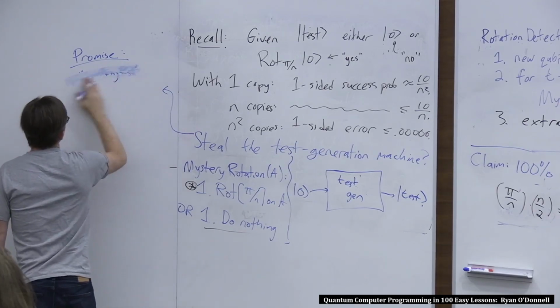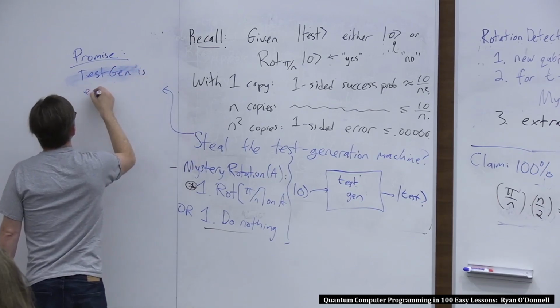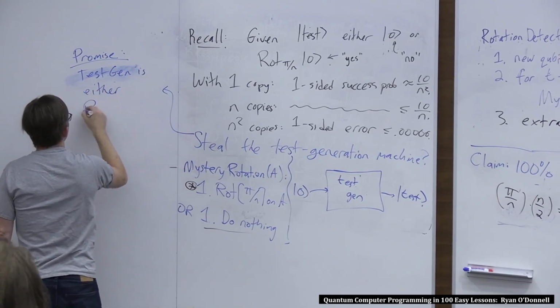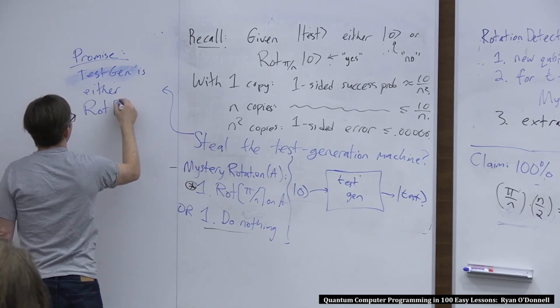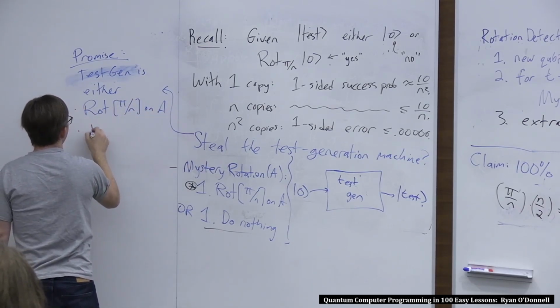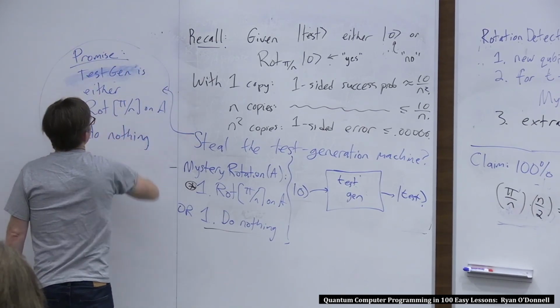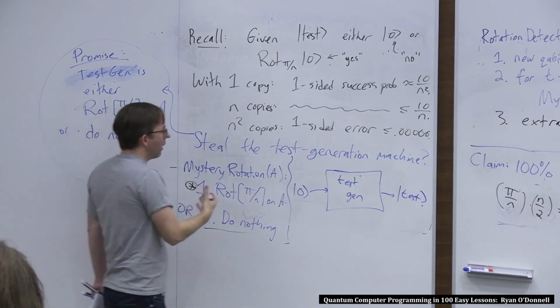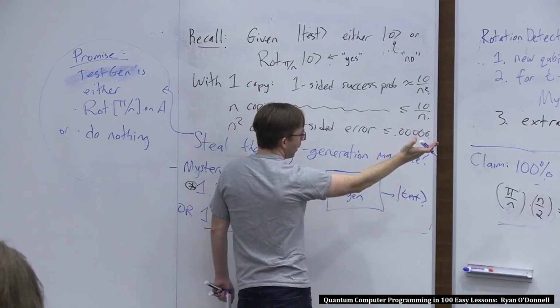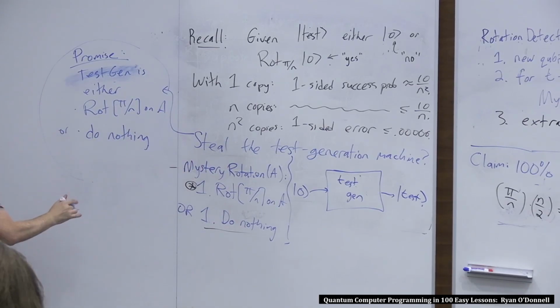Or test generation, let's call it test generation. Test generation is either rotate by pi over n on A, or do nothing. So as you said, if you just knew that test came out as 0 or this other thing, that doesn't necessarily imply this promise, but for this analysis, I do give you this promise, and you're allowed to believe this promise.